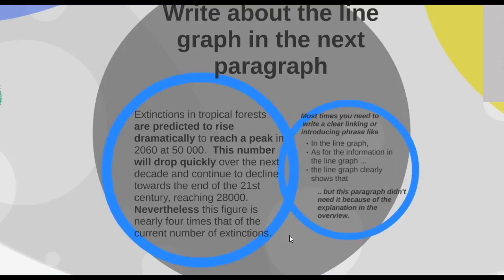Extinctions in tropical forests are predicted to rise dramatically to reach a peak in 2060 at 50,000. This number will drop quickly over the next decade and continue to decline towards the end of the 21st century, reaching 28,000. Nevertheless, this figure is nearly 4 times that of the current number of extinctions.